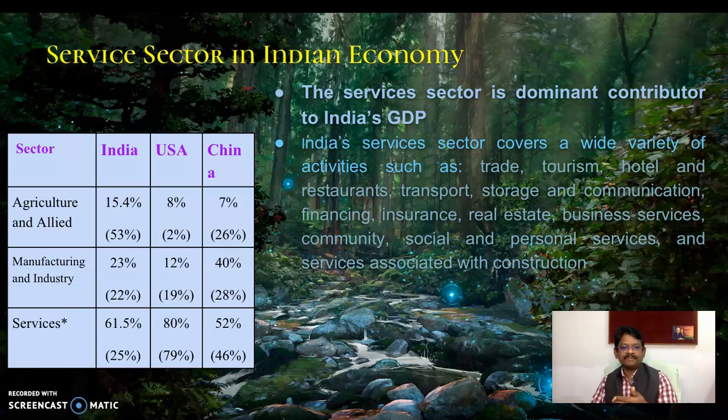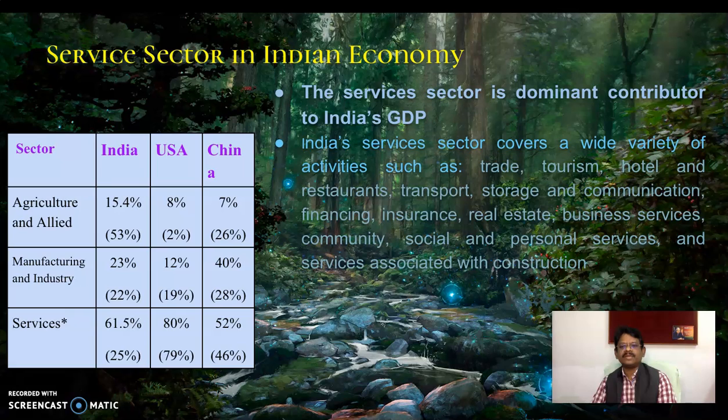The second figure shows how much employment is generated by that sector. So in India, the agriculture sector contributes 15.4% to GDP, and employment is 53%. The US has 80% in GDP and 2% employment. China has 7% contribution to GDP and 26% employment. Whereas in the manufacturing sector, it is 23% of GDP and 22% employment in India, and likewise you can see the US and China.